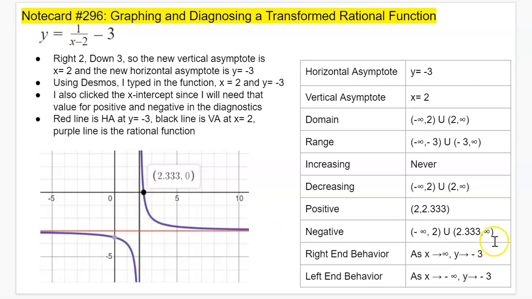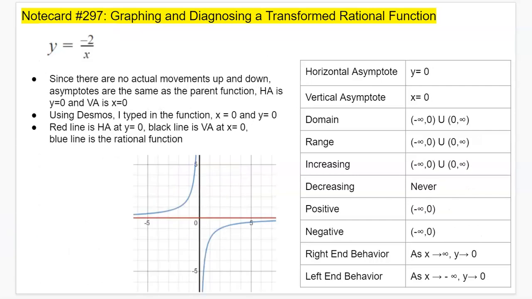Now my right-hand behavior, these are going to be your horizontal asymptote values, which is -3, so I know I'm right, but think about it. As x goes to infinity, your y values are getting closer and closer to that horizontal asymptote. So there we go. And then as x goes to -infinity, same thing. Pause me, rewind me, but finish up note card 296.